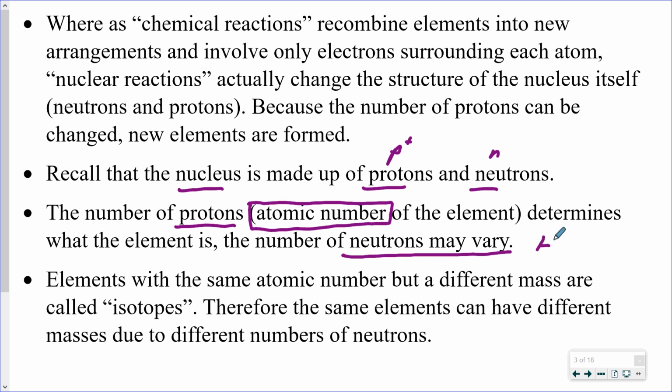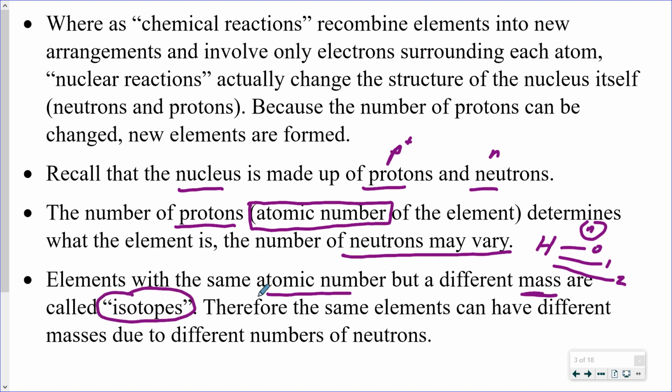So for that hydrogen that I had on the previous slide, what we will see is that they always have to have just 1 single proton, but they can vary in their number of neutrons. In terms of the number of neutrons that hydrogen can have, it can have 0, 1, 2. Well, at least those are the common ones. There may even be some other ones out there that can be synthetically produced. So elements that have the same atomic number, like these 3 different versions of hydrogen, but have a different mass, are called isotopes.